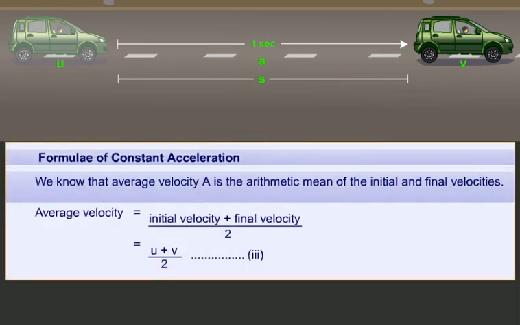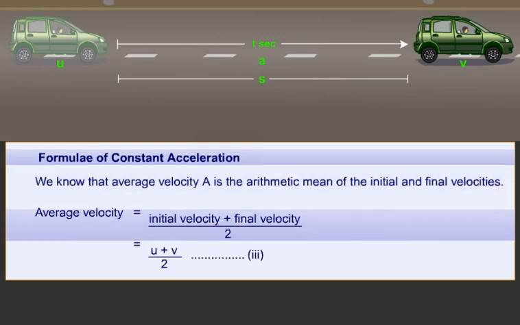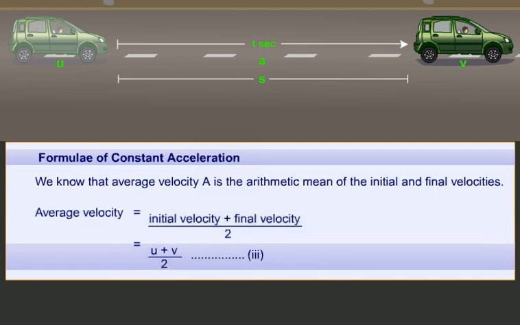We know that average velocity is the arithmetic mean of the initial and final velocities. Therefore, average velocity is equal to initial velocity plus final velocity divided by 2. We can write this symbolically as u plus v divided by 2. Now, let this be equation 3.